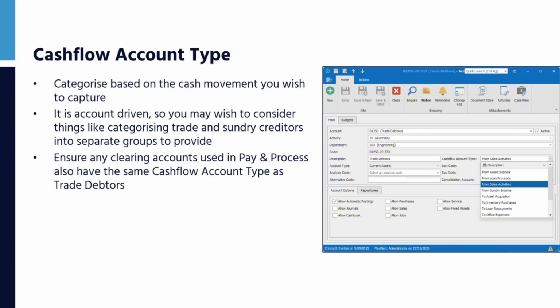There may be some other things that you want to do to get more benefit out of the report. You may wish to do things like separating your trade and sundry creditors into separate groups. Another tip is to ensure that the accounts that you're using as clearing accounts in pay and process have the same cash flow account type as trade debtors, so that they will neutralize each other.